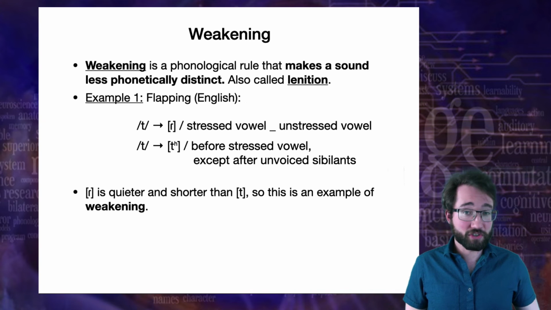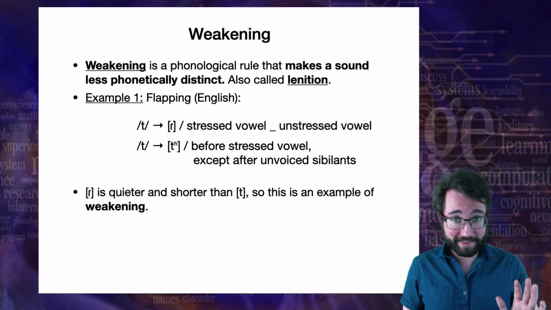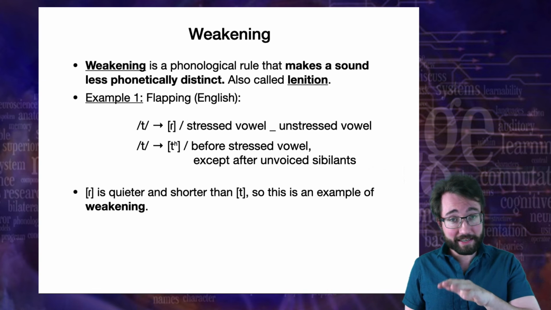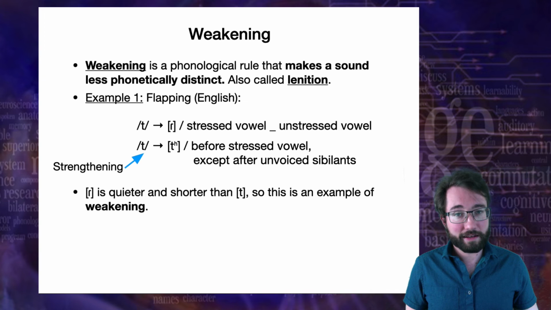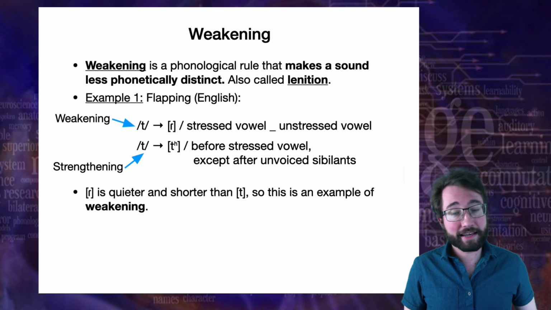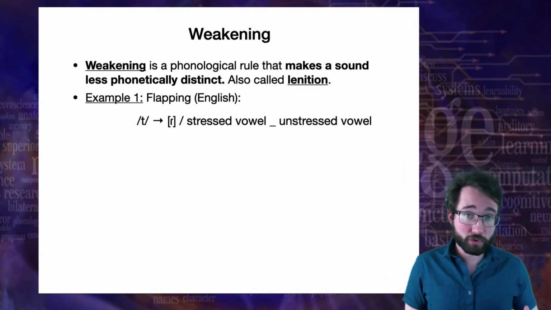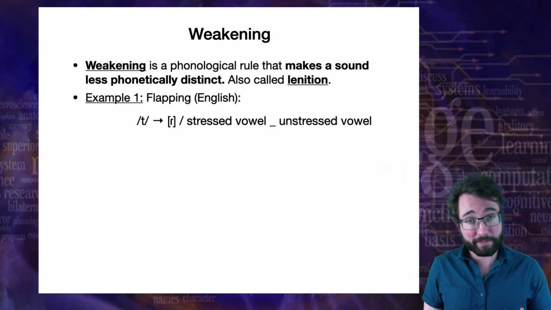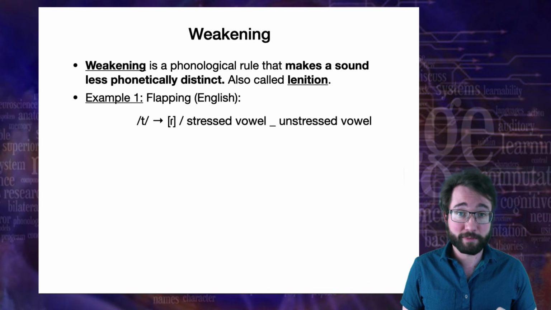Now remember, English also has a strengthening rule which applies to the phoneme T in other contexts. So in certain contexts you strengthen the T, in other contexts you weaken the T. The aspiration is strengthening and the flapping is an instance of weakening. This weakening process can also cause neutralization. Remember, neutralization means you create a scenario where you can't tell what the underlying phoneme is from the sounds.